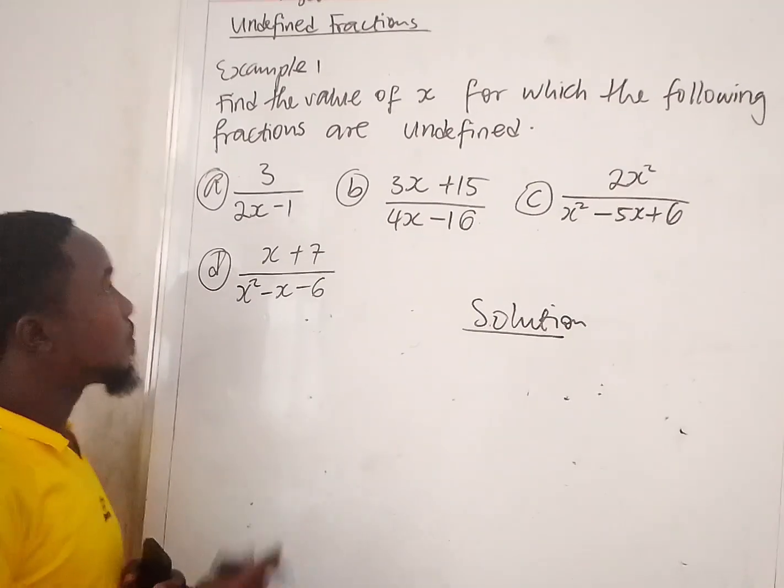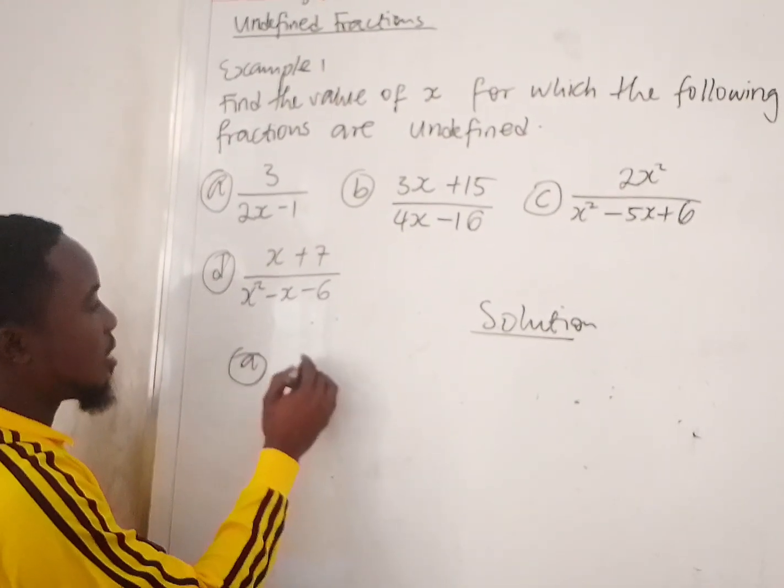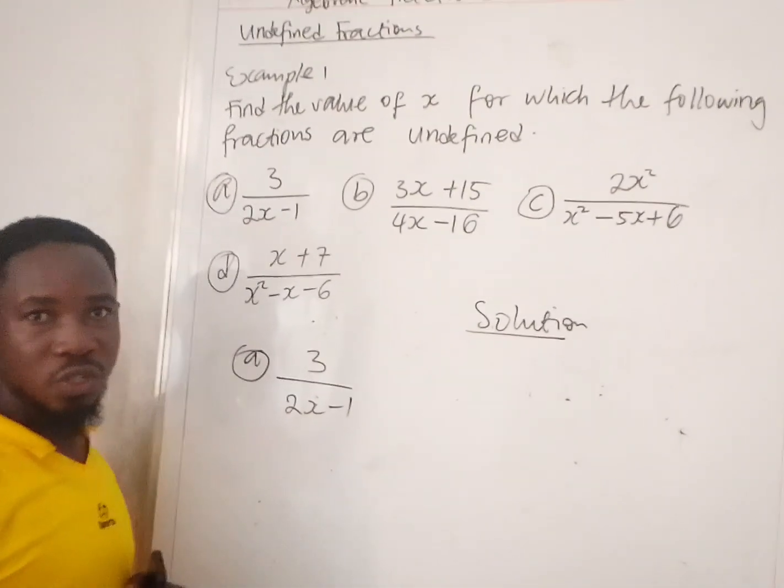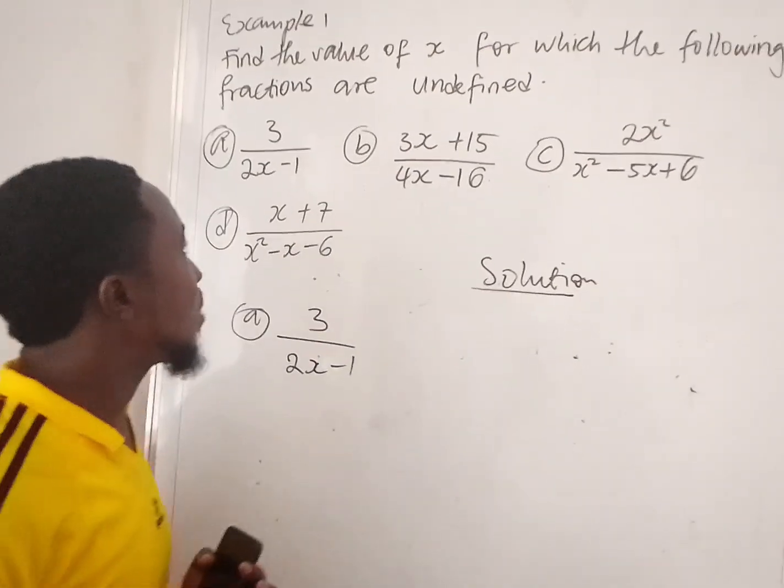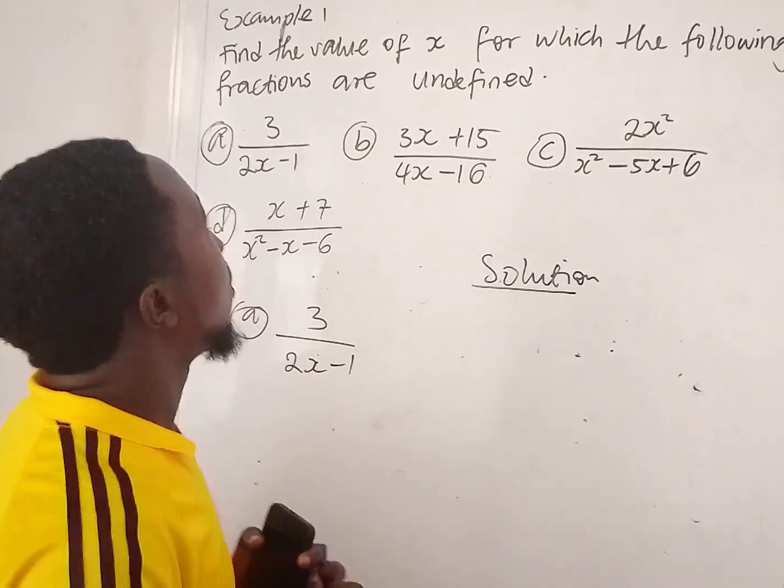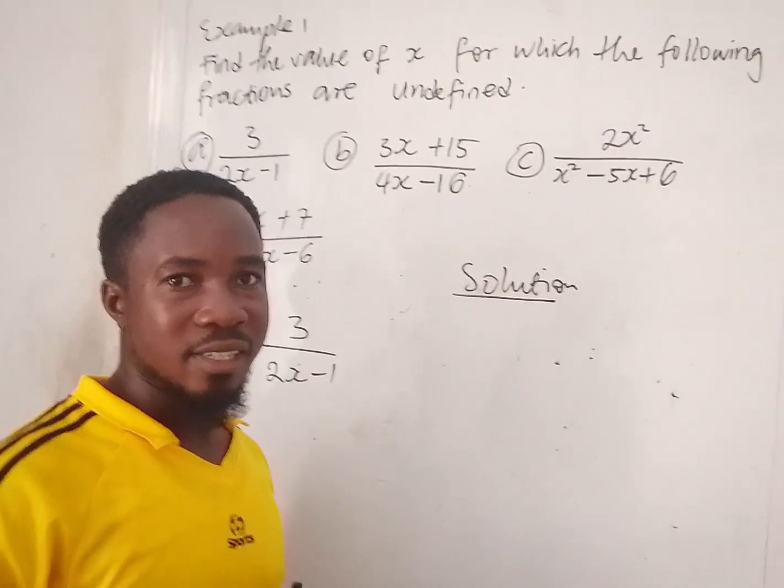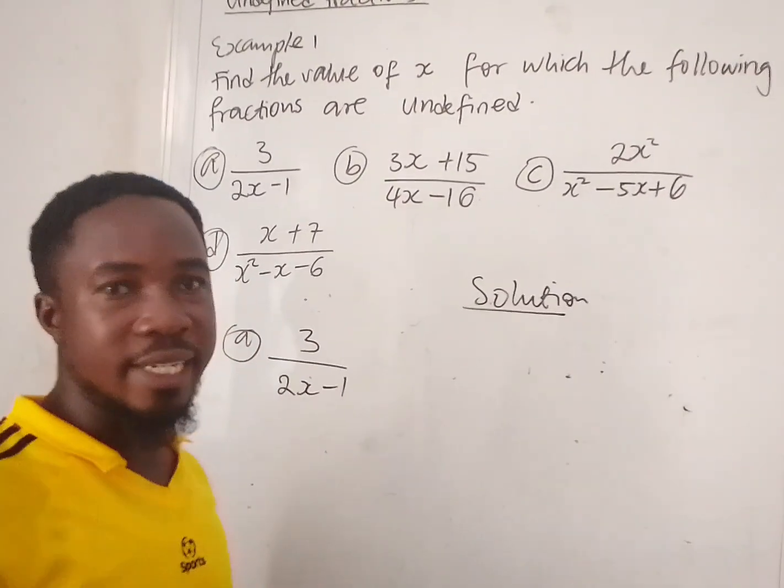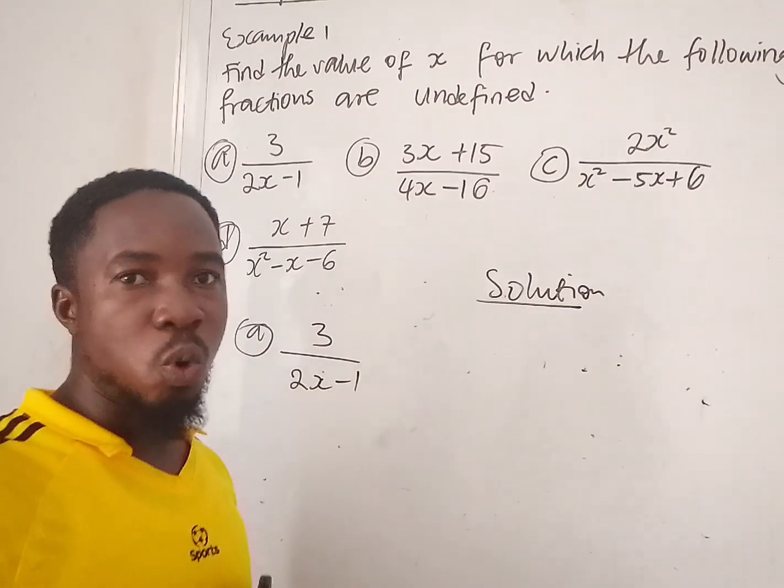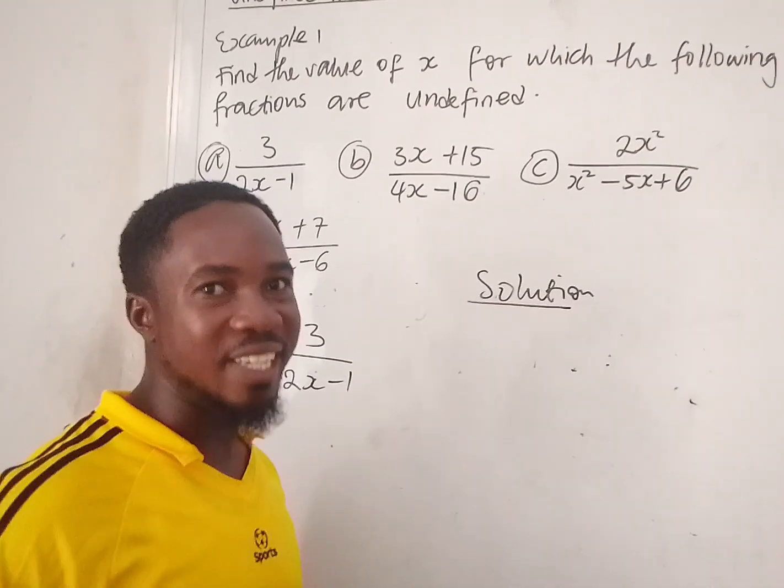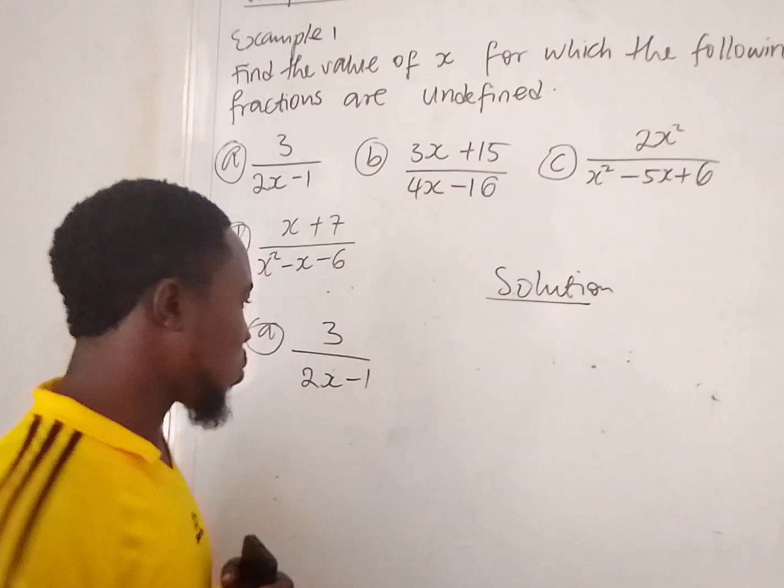Let's solve A. Now, A says 3 over 2x minus 1. Now, whenever you're talking about undefined fractions under algebraic fractions, the part that we are most interested in is the denominator. What value must we substitute in place of that variable to make it undefined? Now, this is what you do.